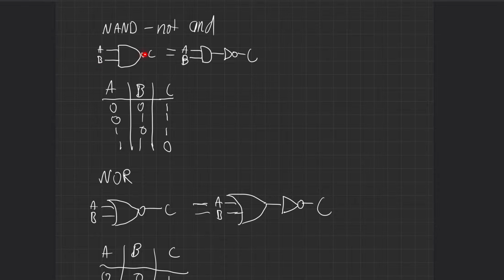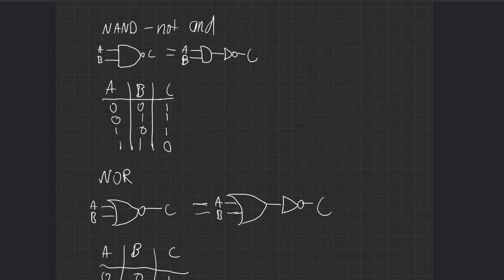So this is the symbol for it. It just has this little dot here that means not. Usually the dots mean nots. And this is like an equal sign, and maybe it's not the best drawing, but basically this is equivalent to you have A and B inputs, you have an AND, and then you have an inverter, or a NOT, going to C. Here's the truth table. So it's just an AND, just completely inverted. Basically, it's going to be one for every case except when A and B are one.